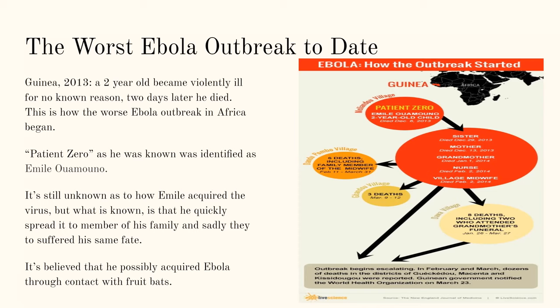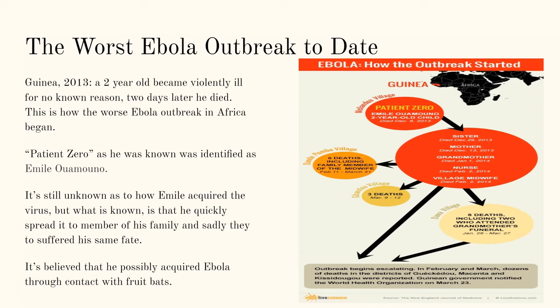And he was 2 years old and he became really sick. And in a matter of several days, he had died. It's unknown as to how Emile Amanu actually contracted Ebola. Many believe that there was a hollowed out tree that was the home to many fruit bats in the area, and that they were playing in the tree and maybe they picked up a bat, were playing with it, and got infected that way.